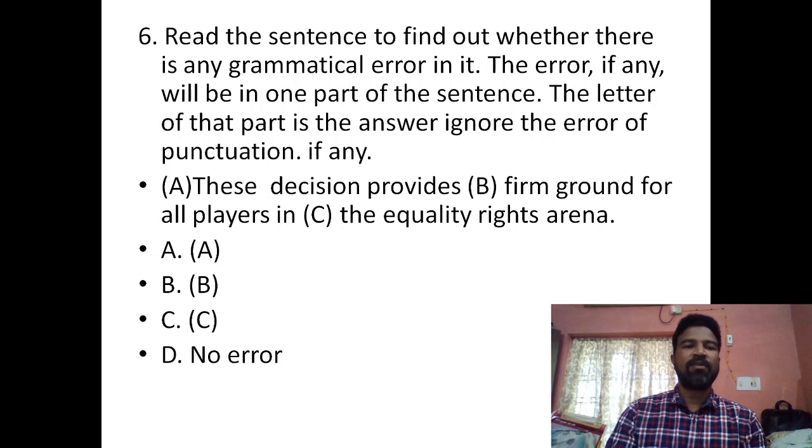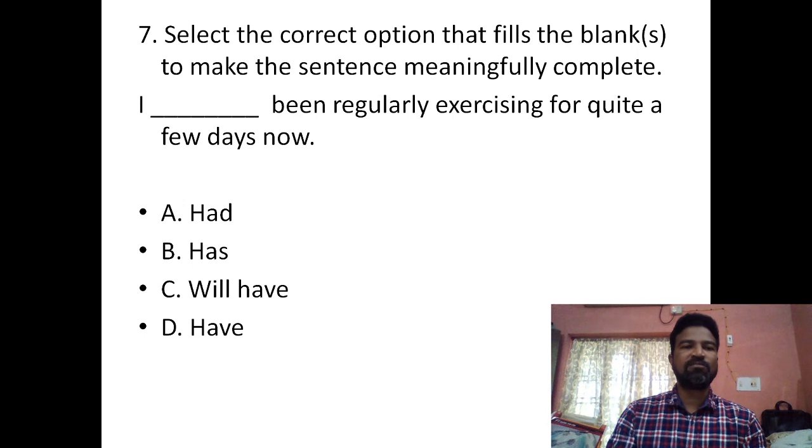Friends, the right option is option A, because this concept is all about spotting the error. Here, in option A, "these decision provides" is wrong. It should be "this decision provides." It's not "these," because "these" indicates a plural. There should be a singular indication because decision is singular, therefore "this decision." So option A is the correct one, and that is where we find the error. Moving on to the next question.